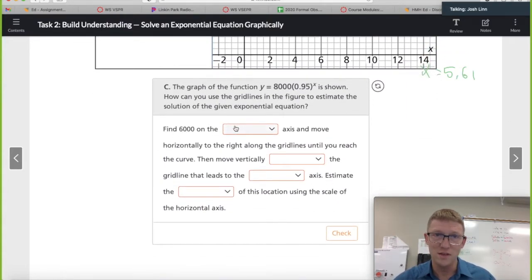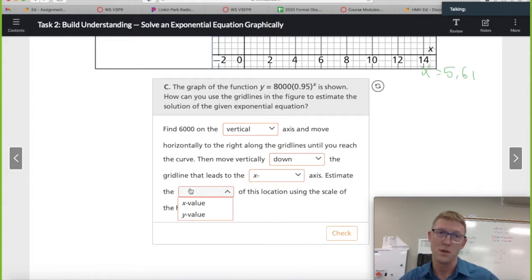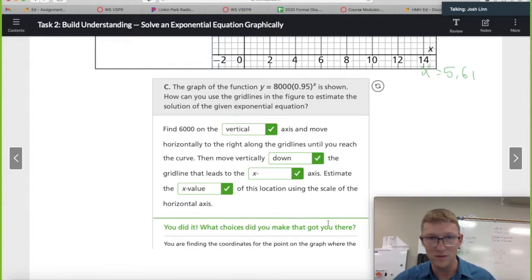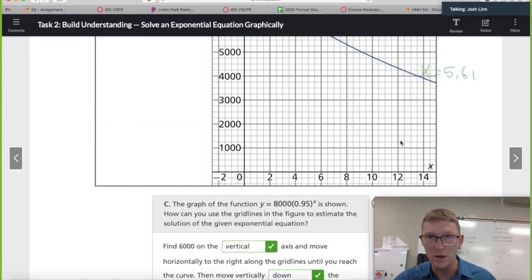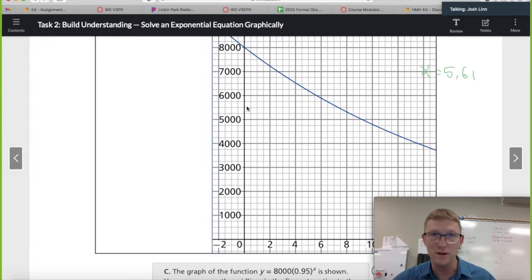Find 6,000 on the vertical axis and move horizontally to the right along the grid lines until you reach the curve. Then move vertically down the grid lines to the x-axis. Estimate the x value of this location using the scale. We made our calculator do all that for us, but if you didn't have that intersect function, you would follow this line over and then follow this line all the way down. Very few times will you be able to graph this curve on a piece of technology and not be able to find an intersection point at a certain line.